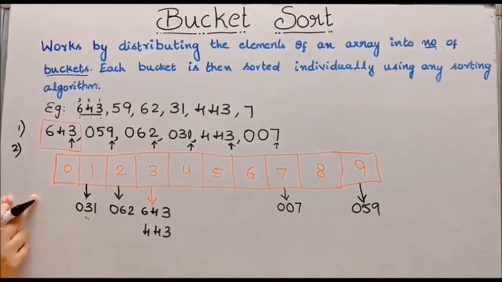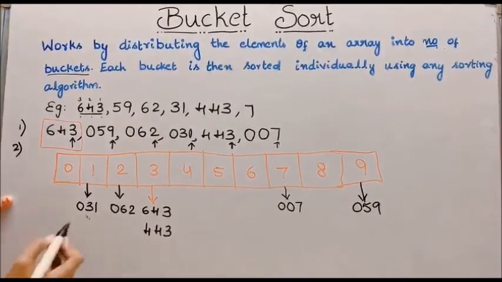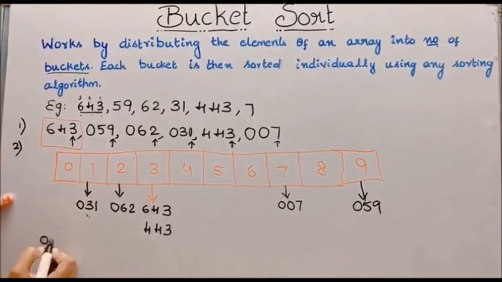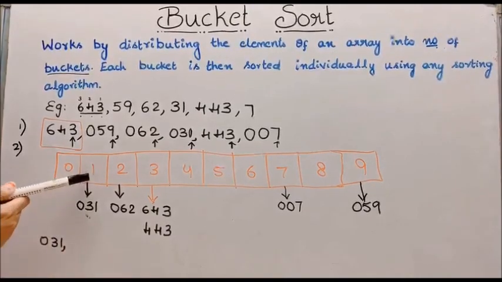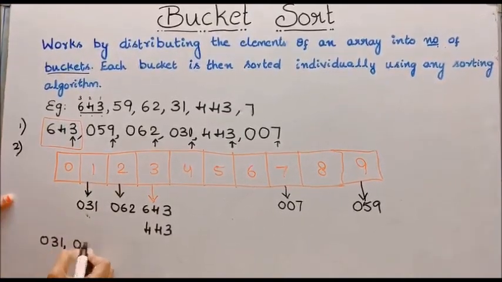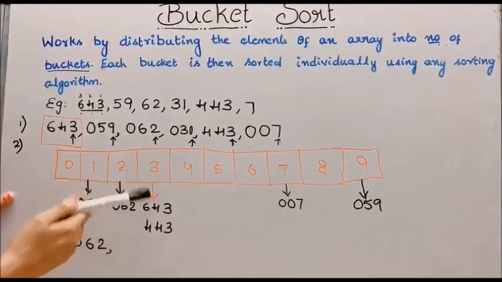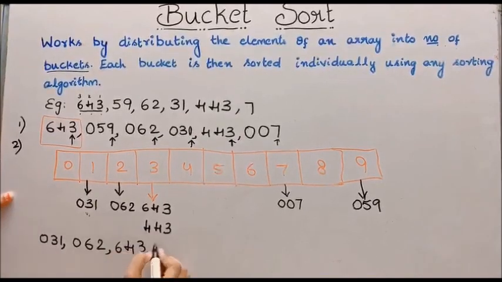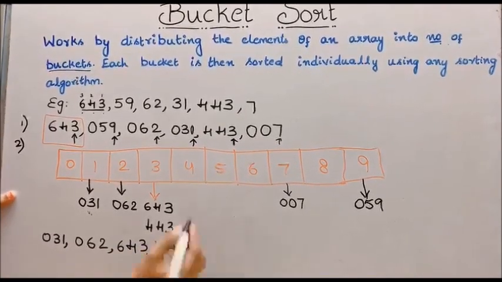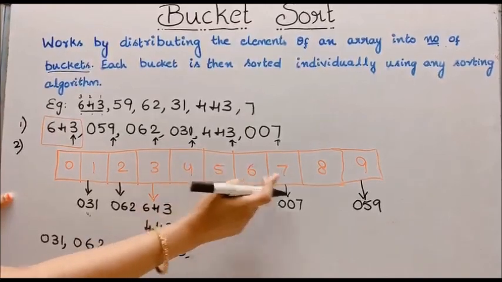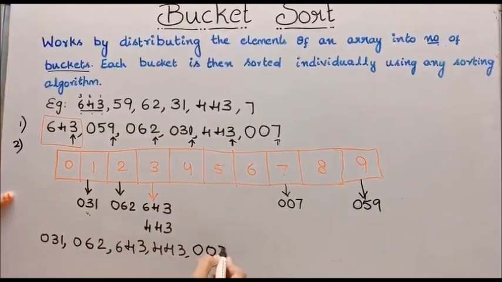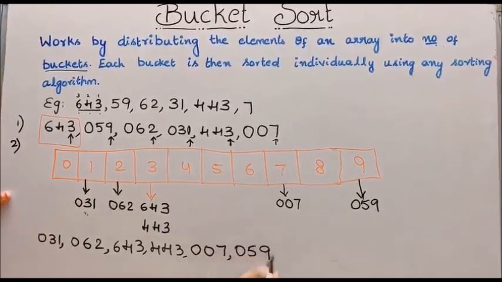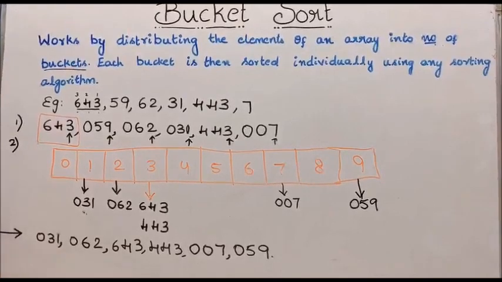After completing this step, we need to rewrite the array starting from bucket 0 to 9. The element in the first bucket is 31. In the second bucket we have 62. In the third bucket we have 2 numbers in the same order: 643, 443. We don't have any numbers in the 4, 5, 6 buckets. Next one is 7, and the last one, 59. So this will be the input for the next iteration.